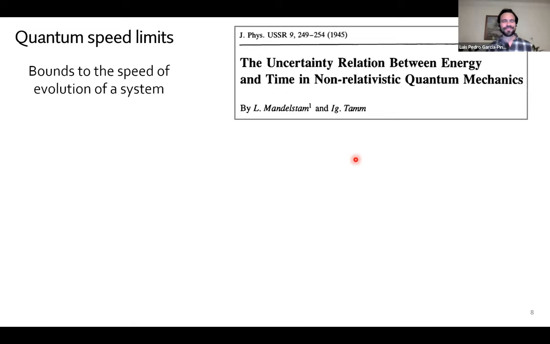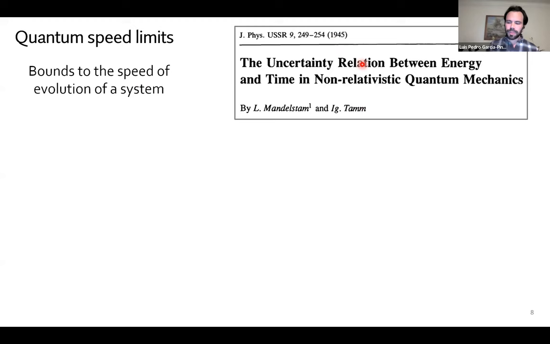Quantum speed limits, yeah. So the idea of quantum speed limits is extremely simple, is to derive a bound on the speed of evolution of a quantum system, a bound on how fast a system can evolve. And the first of these bounds were derived by Mandelstam and Tamm in this paper in 1945. And let me briefly go over what they obtained.